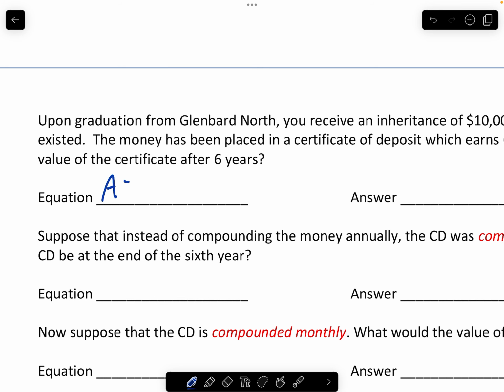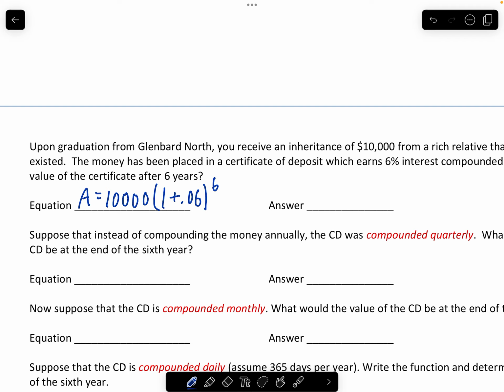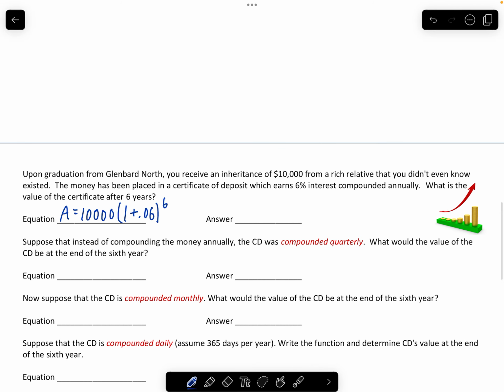All right, so our A equals our principal amount, which is 10,000, times 1 plus R, which is 1 plus 0.06, to the time, which is 6. And that's our equation. Now we can pick up our calculator and type that in exactly as we see it. And let's see what we get back. I'm getting $14,185.19. For money, always, always we round to the nearest penny.